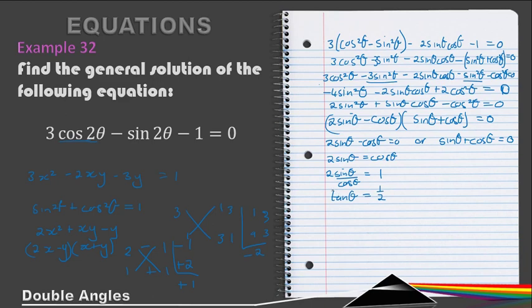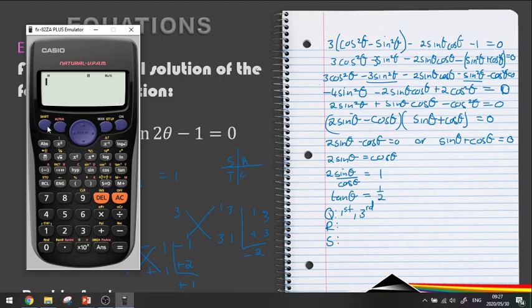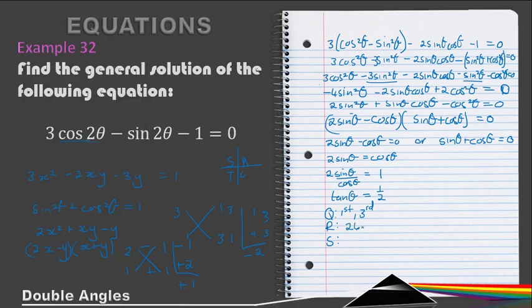And now we can go ahead and use QRS to solve for that side of the equation. So for tan, in the quadrants, tan is positive in the first and the third quadrant. Then for the reference angle, we use the calculator. We just say the inverse of tan. So shift tan 0.5, and that gives us 26.57 degrees. That's our reference angle, and then finally we solve.